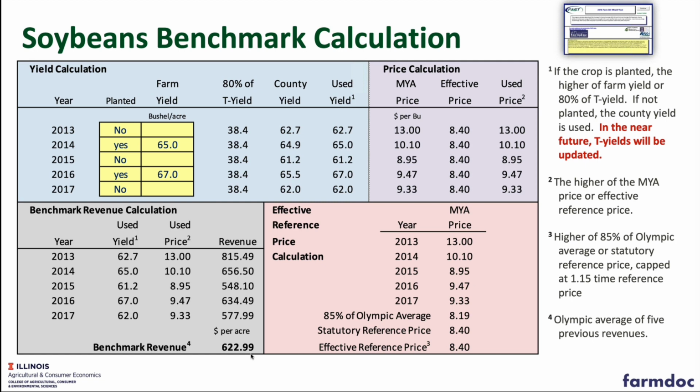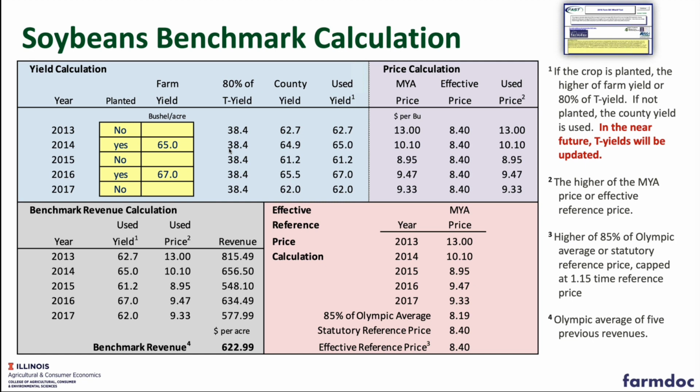All right, so what happens? What farm yields are used if you are a new tenant without the yield history? If it was planted, they're either going to use your yield or 80% of the T yield. So if you do not have a yield, it'll be 80% of the T yield that's used, which will generally be pretty low. So if you can go back to the previous owner or farmer and get those yields, that would be great.